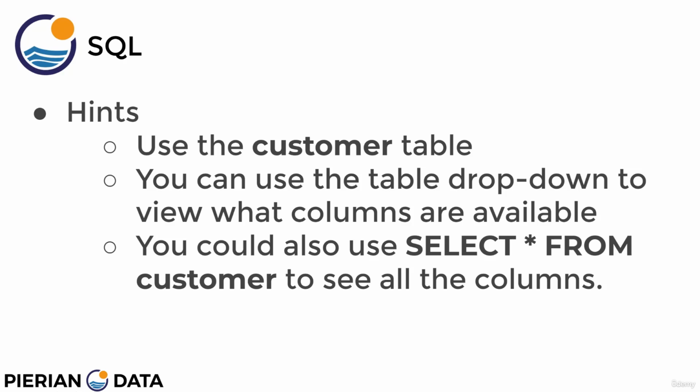One is you can use the table dropdown to view what columns are available in pgAdmin. Recall there's that left-hand side where you can just drop down and expand the table in order to see what columns are available. Or you could also just say select asterisk from customer, and that would return the entire table, and there you can view all the columns inside the customer table. Okay, so those are the hints. Hopefully, after seeing these hints, you can successfully run that query and figure it out. Coming up next is the actual solution.